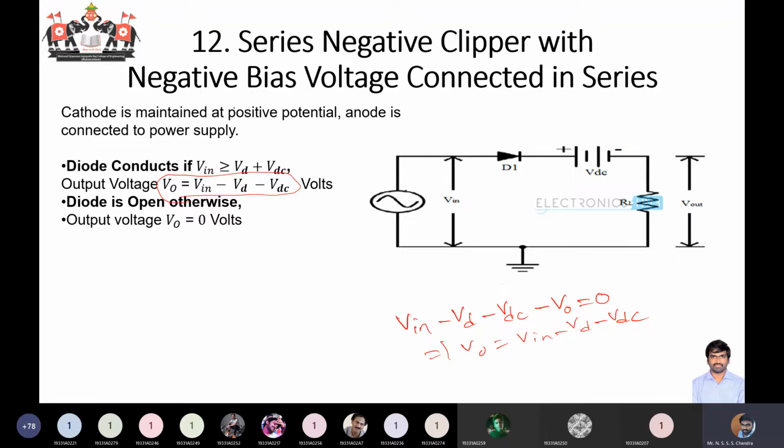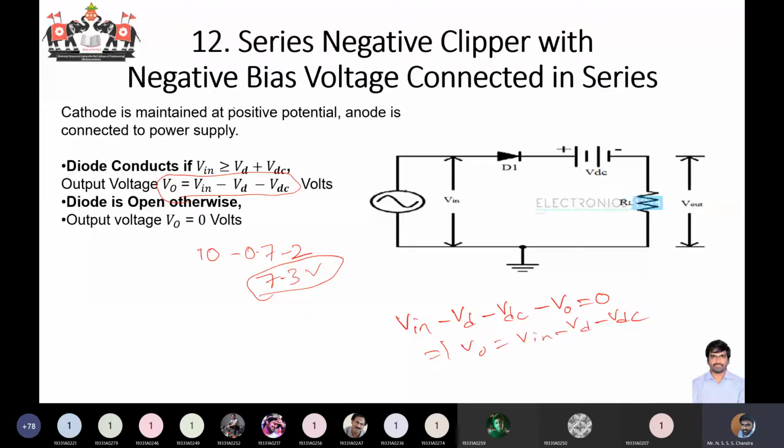So the maximum voltage in the output will be, if Vin is Vm, so if it is 10 volts, in my simulation circuit I'm taking Vin maximum as peak value as 10 volts, VD as 0.7 volts and VDC as 2 volts. So it will be around 7.3 volts. It's the positive peak value, okay, maximum value.